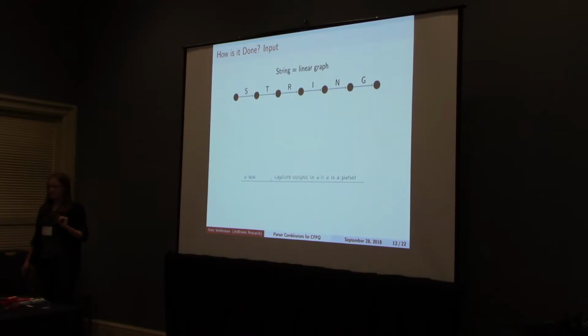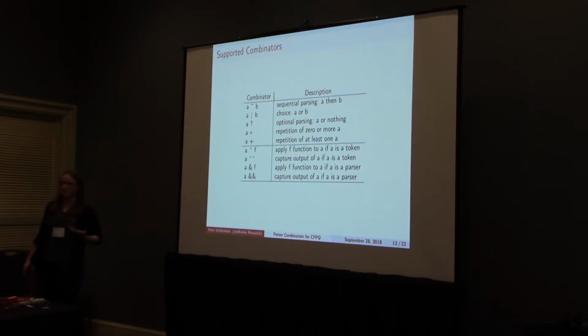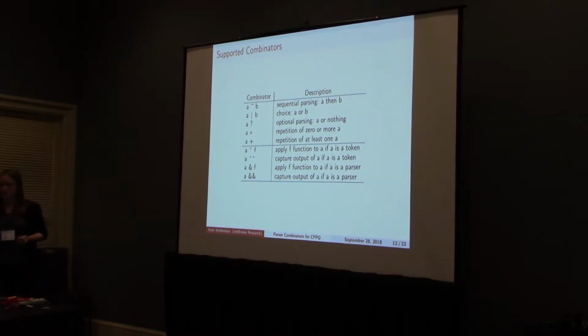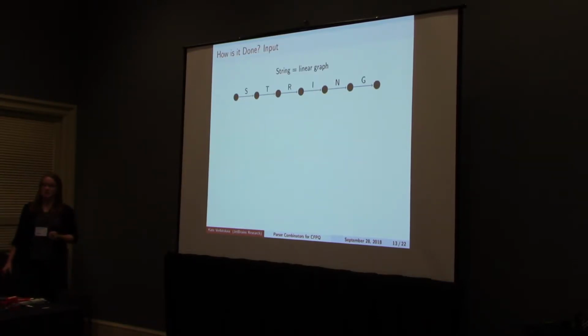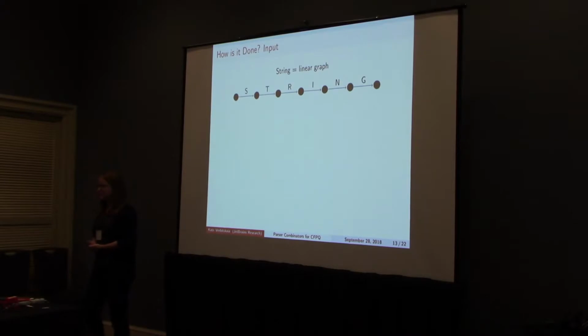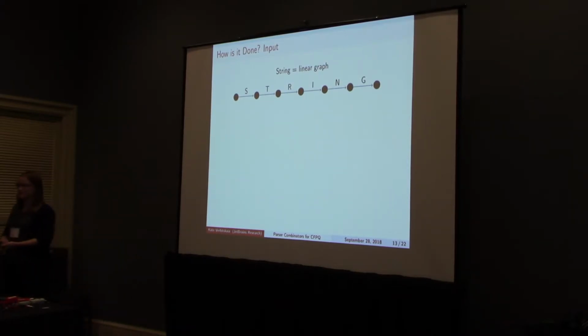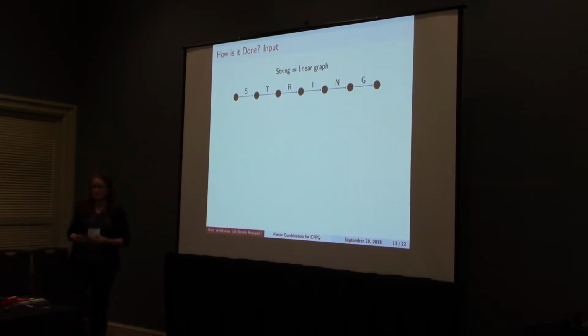So now I think it's time to say how we achieve our context-free path querying by means of parser combinators. But first we need to understand how a graph is different from a string. We all know a string is just a linear input graph. A vertex in this linear input graph is a position in the input, and the edge weights are symbols of our alphabet. And parsing in this linear input graph is just the same as parsing a string.